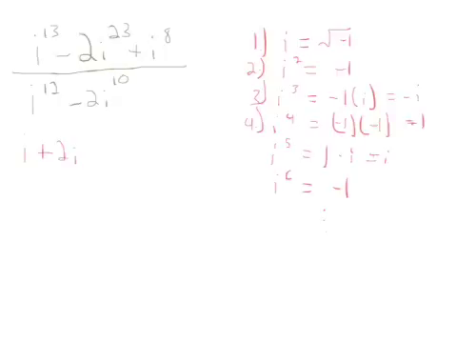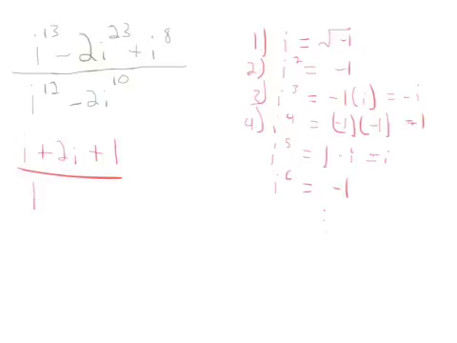And then i to the 8th, if I divide that by 4, I'm going to get 2 with a remainder of 0. And 0 would correspond with the 4, I should have mentioned that. So since the remainder is 0, it's going to correspond with the fourth number, which is going to be 1. So I have here plus 1. And on the bottom, i to the 12th power, if I divide that by 4, I have 3, remainder of 0. So that's going to correspond with the 1.